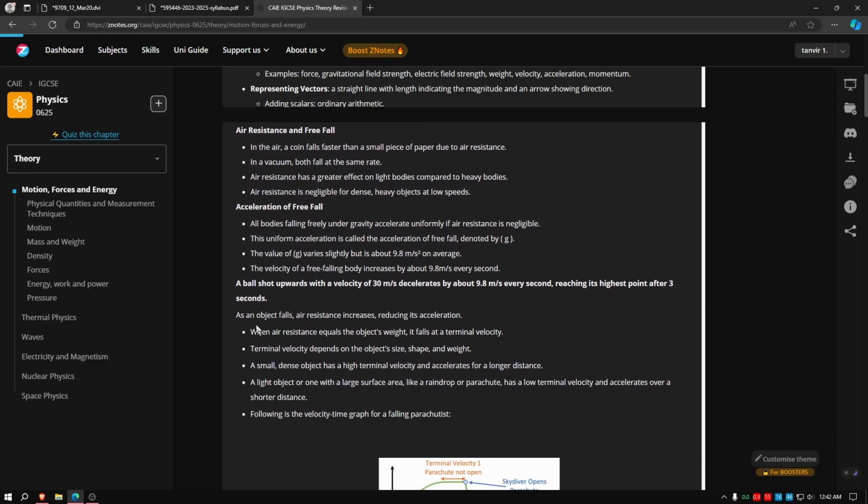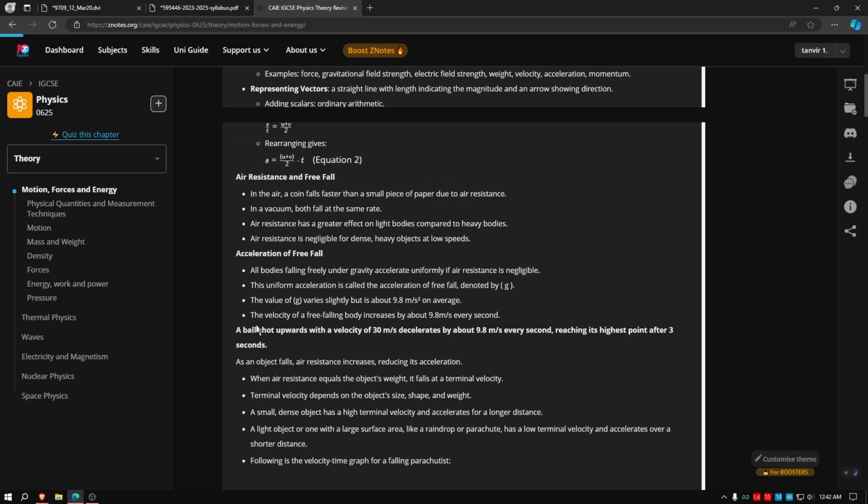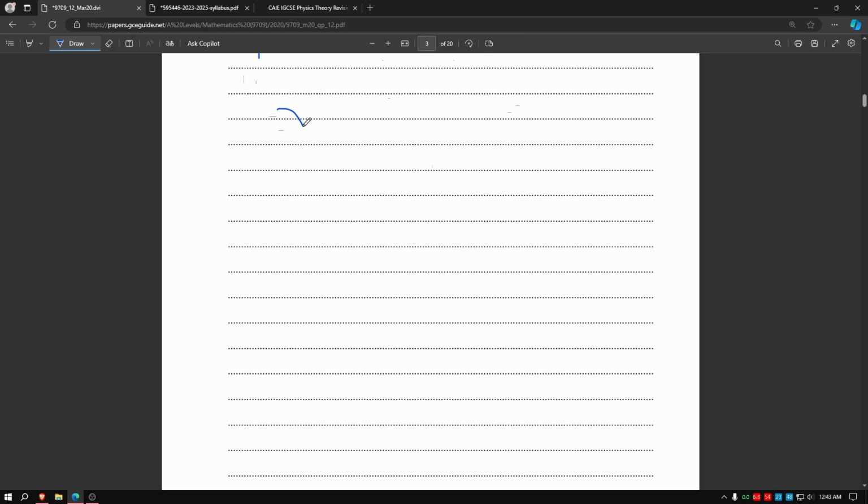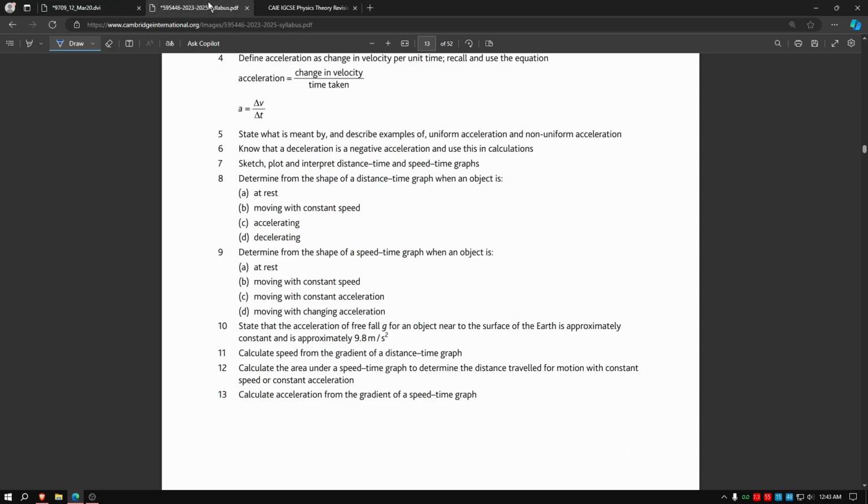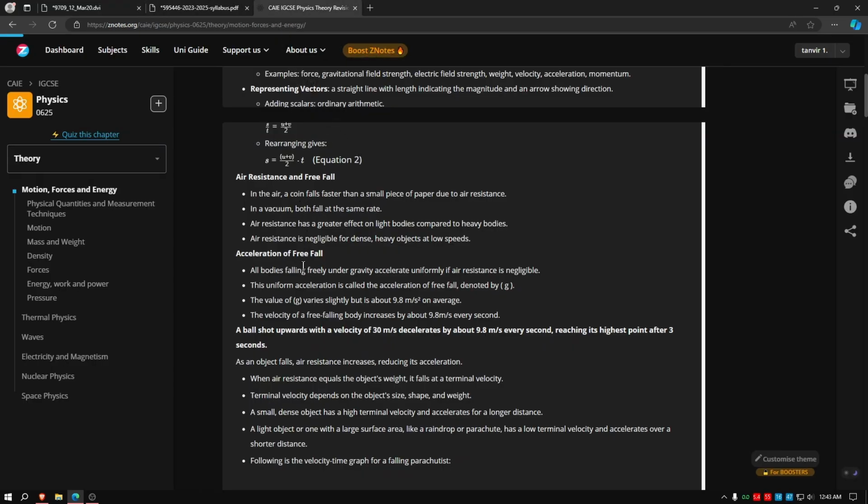Acceleration of free fall. Now, acceleration of free fall is a very hard concept at first, but slowly you will understand it. All bodies falling freely under gravity accelerate uniformly if air resistance is negligible. What does that mean? All bodies falling freely under gravity. From a plane, if you jump, let's just say you are the box, you fall freely under gravity and accelerate uniformly.